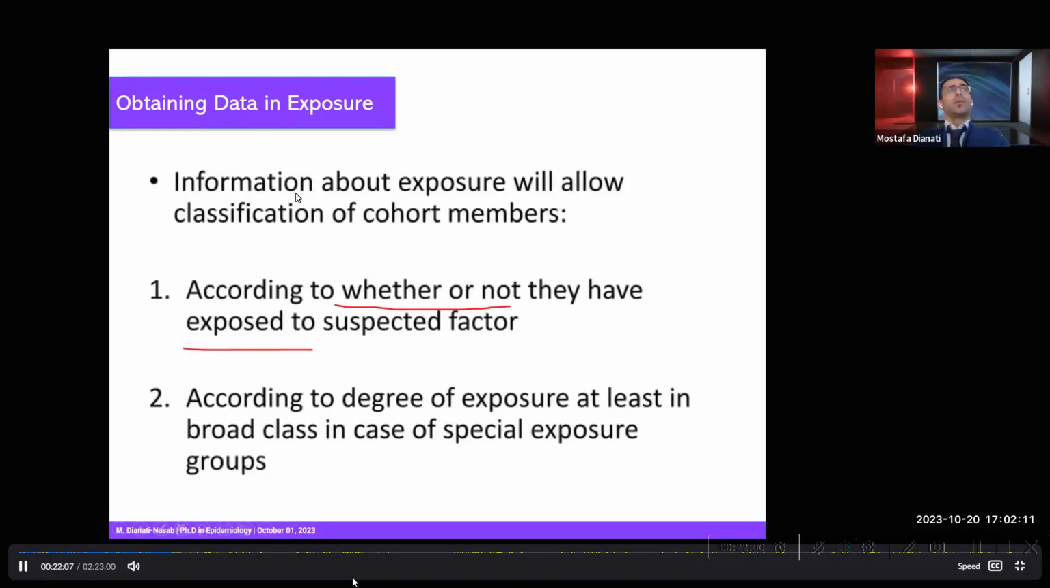So basically, information about exposure will allow classification of cohort members according to whether or not they have been exposed to the suspected factor, if they are yes or no, and then we will look forward to seeing the occurrence of the disease.